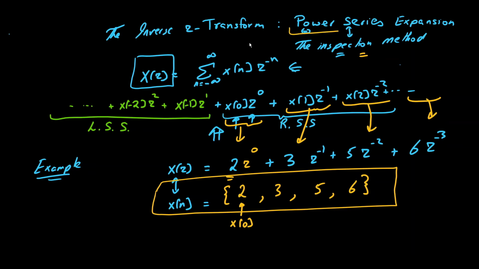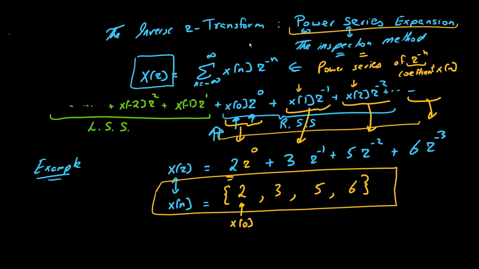Now about the power series, you can observe that this series is actually a power series of z^-n, and these z^-n have coefficients x(n) as appearing over here. Now let us look into examples for which we do not have a straightforward power series like that, but we have to generate one. Say we are given one rational function.